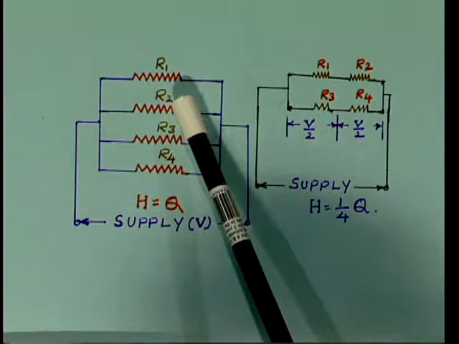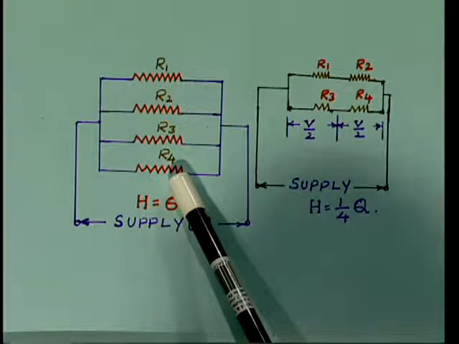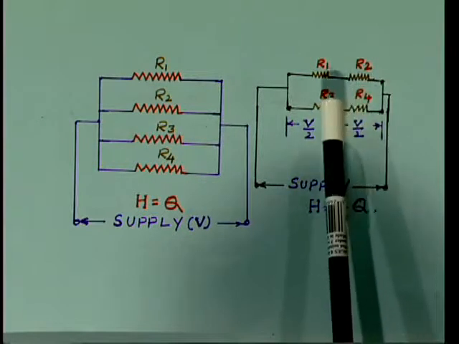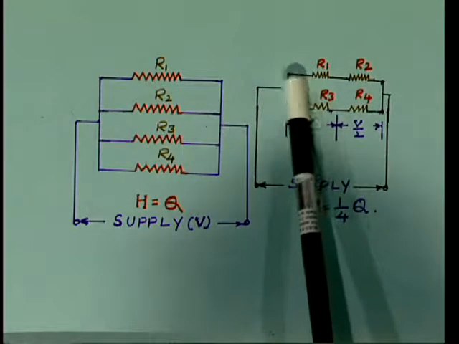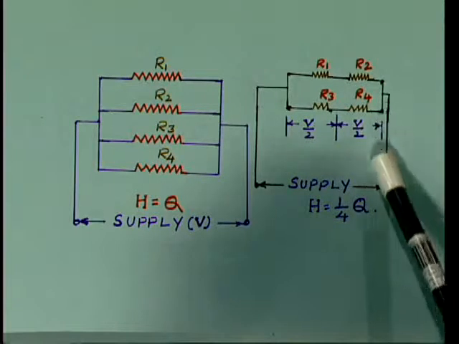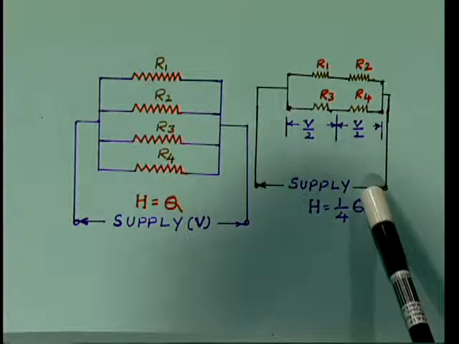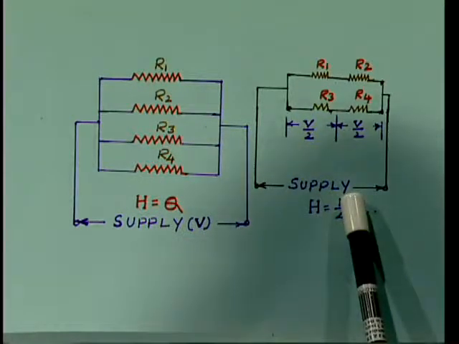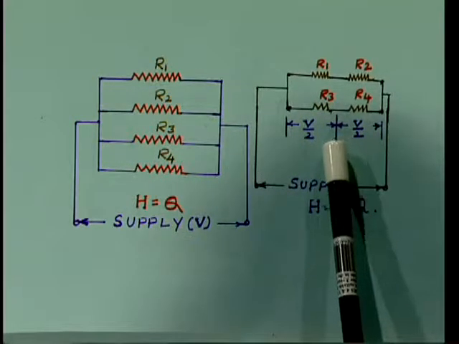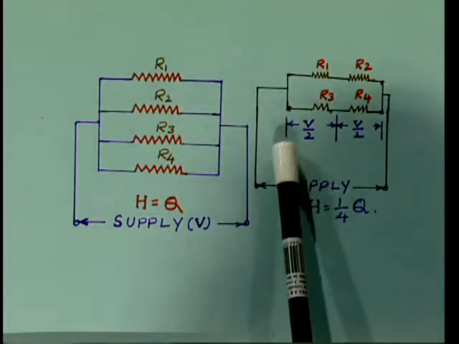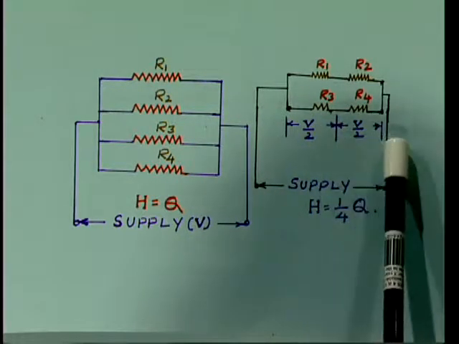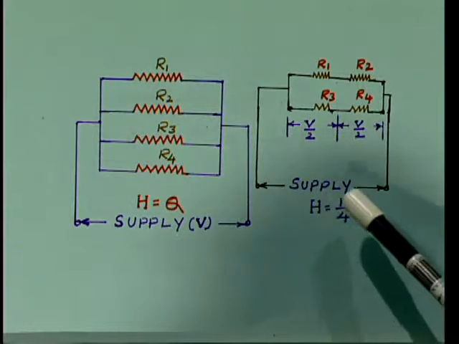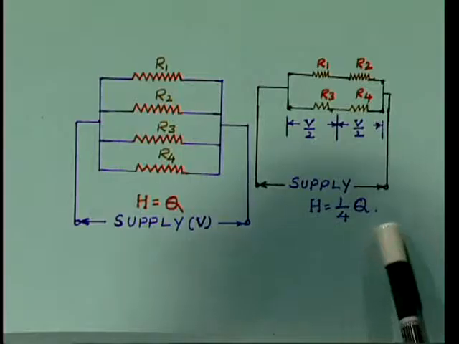Now, instead of connecting all 4 in parallel, we can connect these into 2 paths, that is R1, R2 in series, R3, R4 in series, and finally these 2 paths are connected in parallel across the supply voltage of V volts. Therefore, the supply voltage V will be divided into 2 equal branches, that is V by 2 across R3, V by 2 across R4. So, by doing so, the heat will be equivalent to 1/4 of the furnace rating.